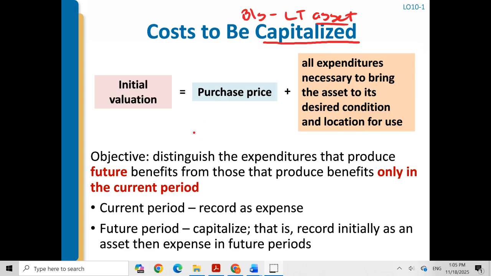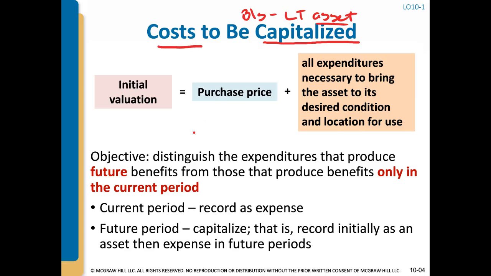Okay, so now let's talk about the costs that need to be capitalized when we purchase a long-term asset. Let's just think of it in terms of purchasing a machine. Well, the purchase price itself is going to be capitalized, plus any necessary expenses, which means any necessary costs that are incurred in order to bring the asset to its desired location and condition for use. So meaning any costs incurred so the asset can be used for its intended purpose.